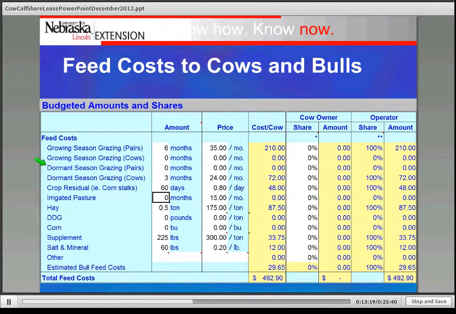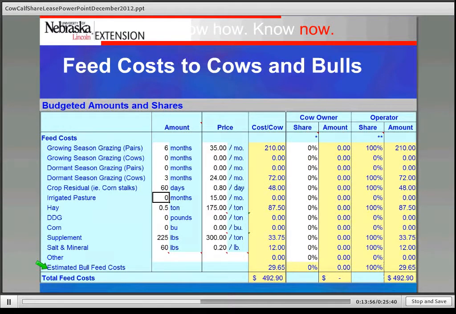In this case, there's some dormant season grazing on native range at 3 months at $24 a month. Also some corn stalk residue, 60 days at 80 cents per head per day. This operation is expecting to feed hay, and so we included that for about 1 month of hay feeding at $175 a ton. They're also going to feed some protein supplement as well as salt mineral. When we add all those things up and also include some estimated bull feed costs, this is again on a per cow basis, the total feed cost for this cow-calf enterprise comes up to almost $500, $492.90.